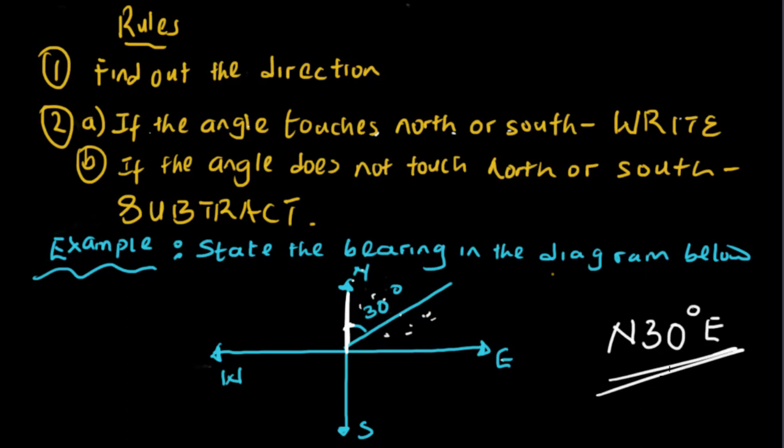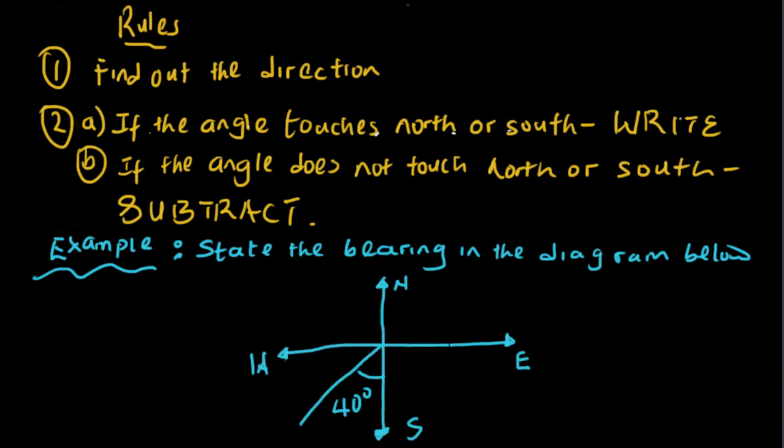Does that make sense? Now remember, find out the direction. If the angle touches north or south, right. If it doesn't, that's when we move to B. But if it does, just write 30 degrees northeast. Do you understand? Let's take another example.